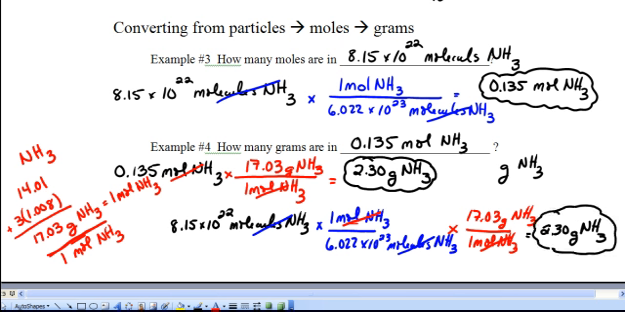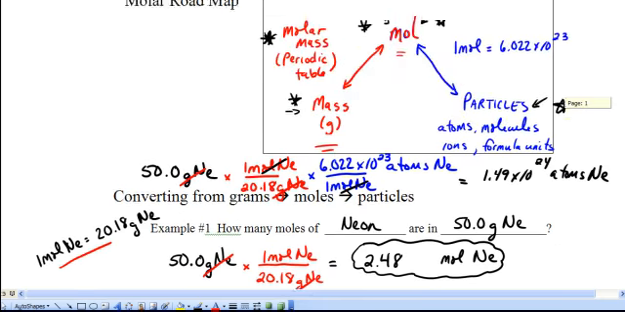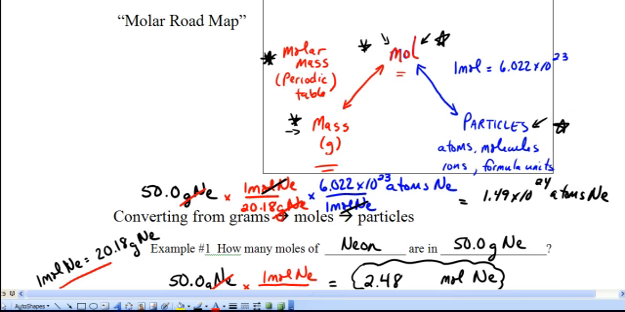All right? So, we've shown you how to go both ways, going from grams to particles and particles to grams, using the molar roadmap, which you will be able to use on tests and quizzes. You don't have to have this thing memorized. All you need to do is locate where you are at, where you need to get to, and it's always going to have to go through moles first.